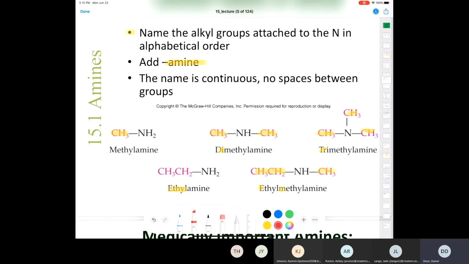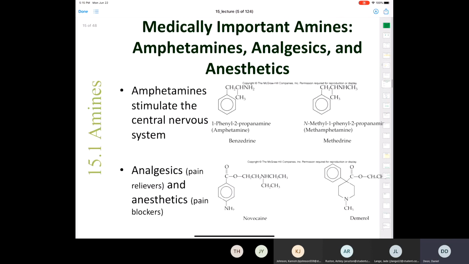So let's say you had something that looked like this, where you have a methyl group, an ethyl group, and a propyl group. How would you name that? You would call this ethylmethylpropylamine. Okay, that's what you would call it. That would be the common name. All right, so alphabetical order for the common names.